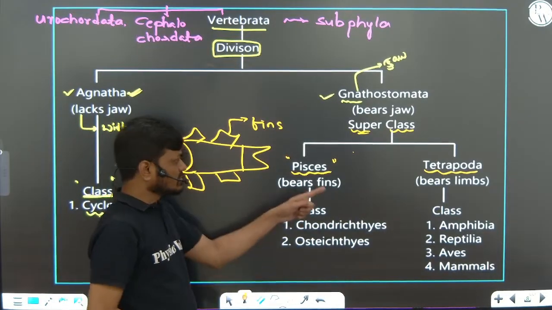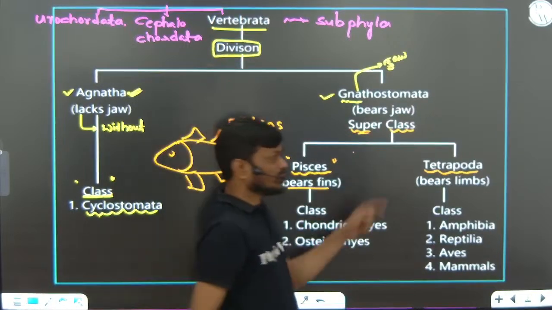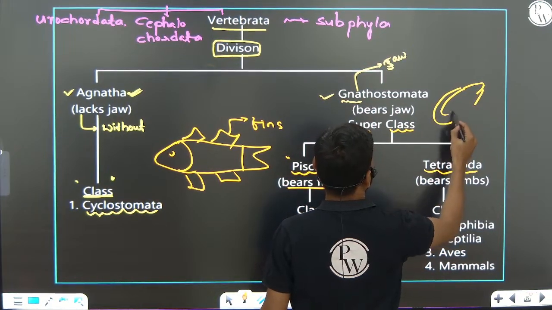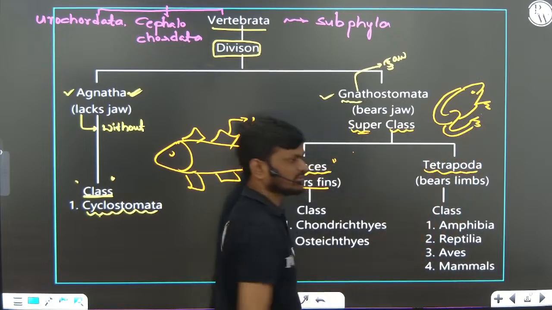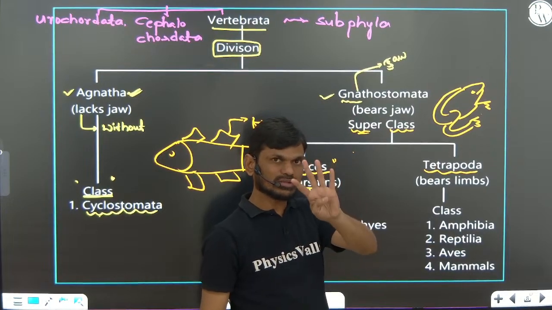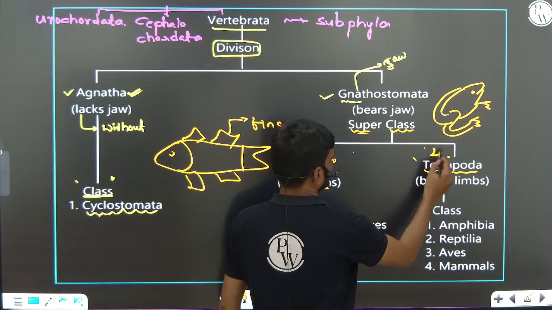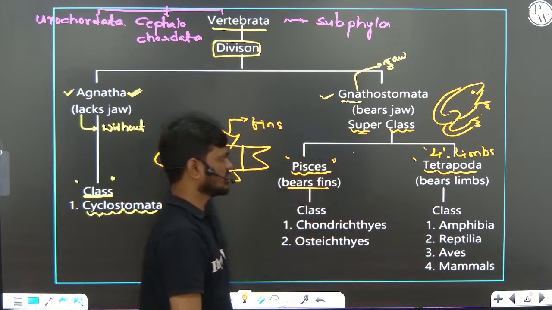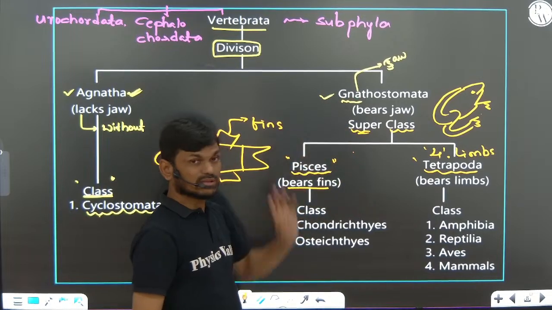Fins are present in Pisces. But in Tetrapoda, for example the frog, limbs are present. Two pairs of limbs, or four limbs, are present. Four limbs are two pairs. That's why we are calling it Tetrapoda. So there are two superclasses in Gnathostomata.